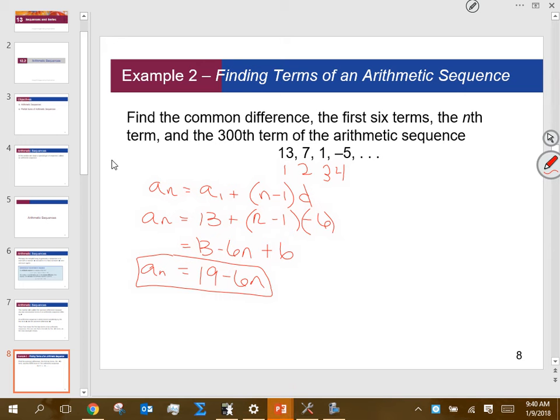Now, what's nice about that is now that I know that, I want to know maybe the 1,000th term. Well, here's the rule for it, right? So don't I just have to say 19 minus 6 times 1,000? And now I know my 1,000th term in the sequence, which is much more convenient than having to go 13, 7, 1, negative 5, and keep subtracting 6 1,000 times to get to that 1,000th term, right? But if you did that, you would get 19 minus 6,000, whatever that is. Okay? Does that make sense?